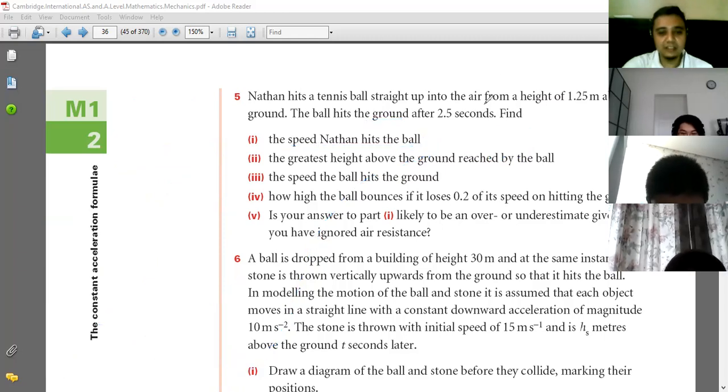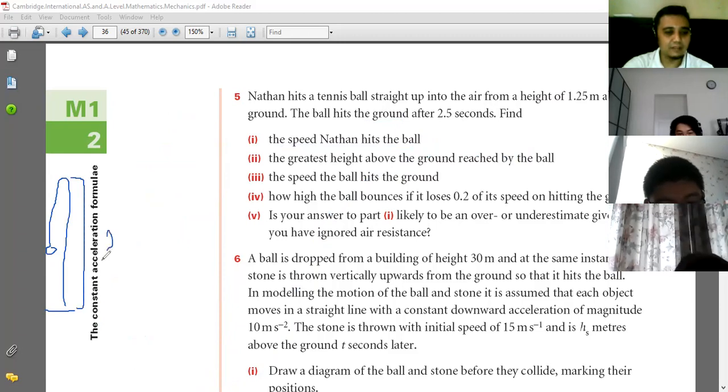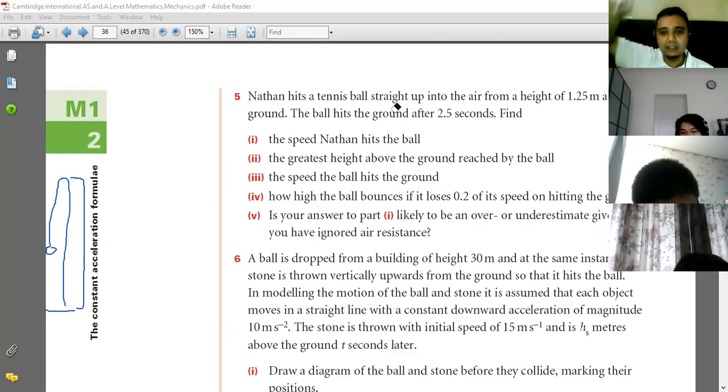Next, question 5ii. How do we find the greatest height above the ground reached by the ball? The illustration that I already drew shows it goes up, and then falls back again to the ground. Now, what is the highest position above the ground? This is asking for this distance. So how do you get it? What is the condition of the ball when it reaches the highest position? If you throw something up, in the highest position, what is the condition required?